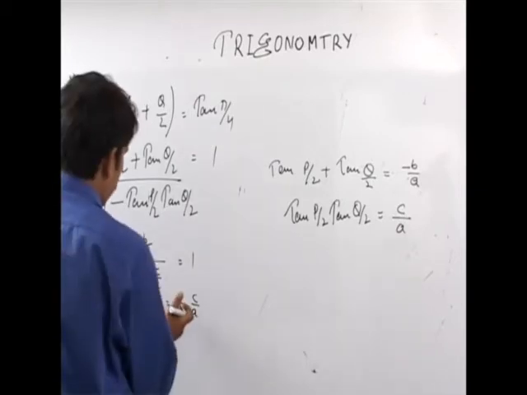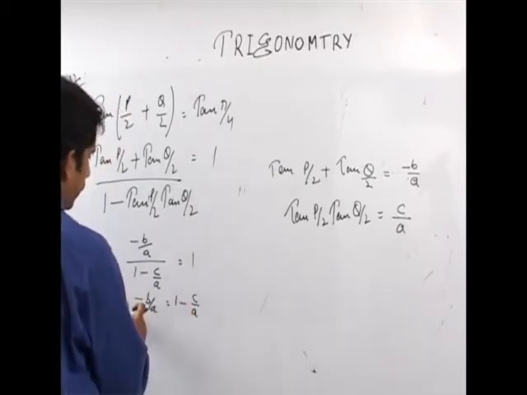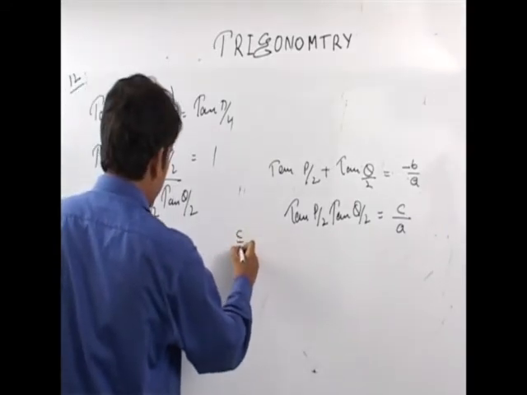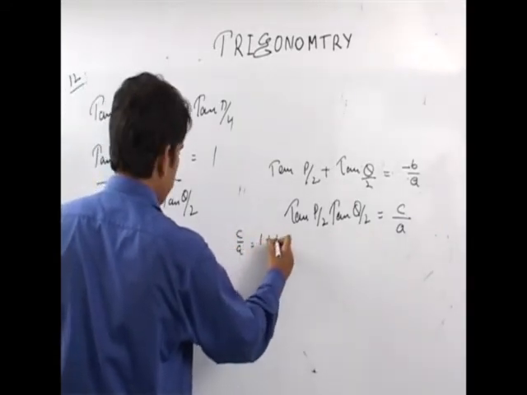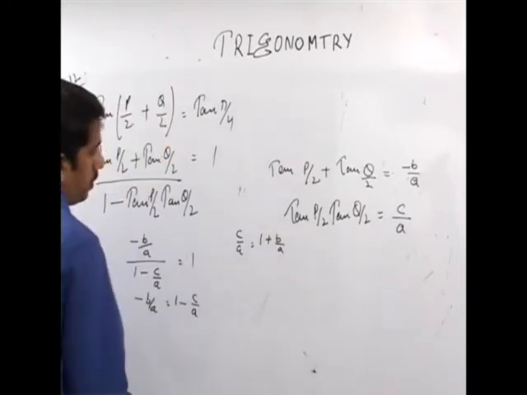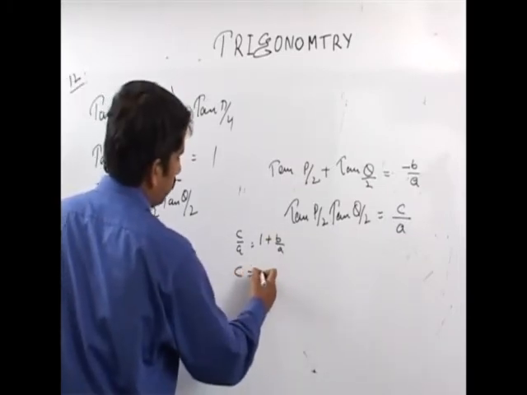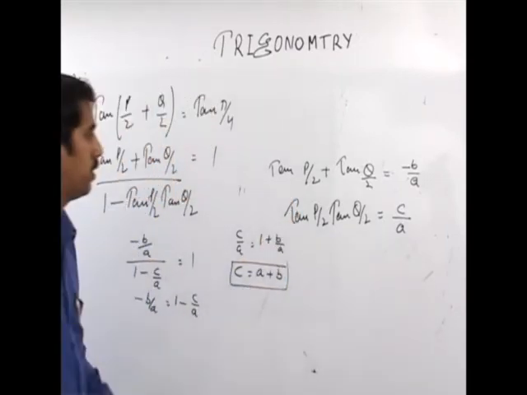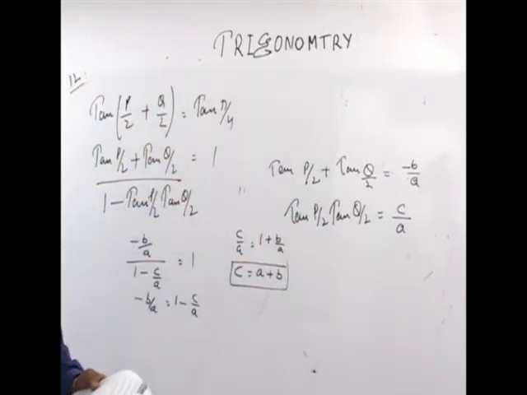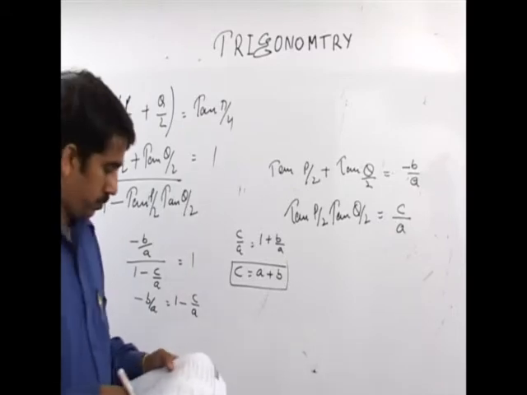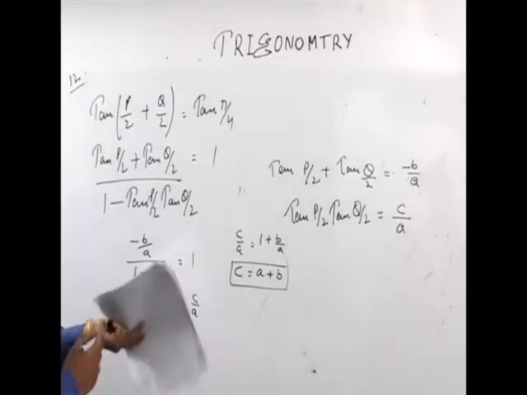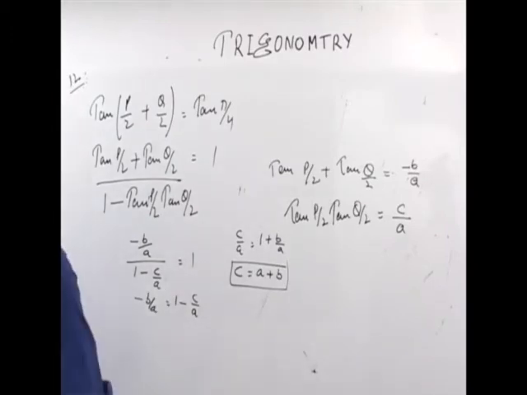That means you will take c by a here and b by a here, you will get c by a is equal to 1 plus b over a. Now taking LCM, you will get a plus b, which is the required relation between small a, small b and small c. Therefore your option will be A, which is c is equal to a plus b.